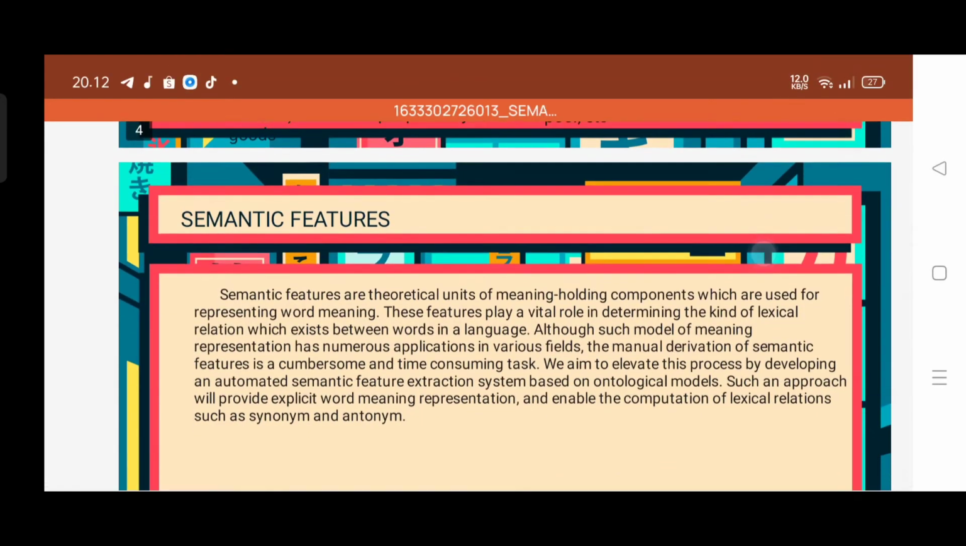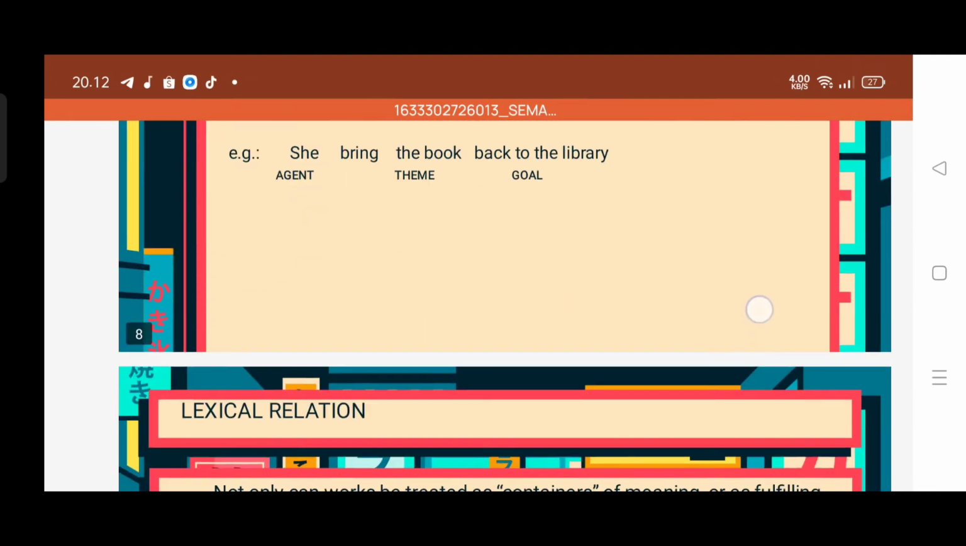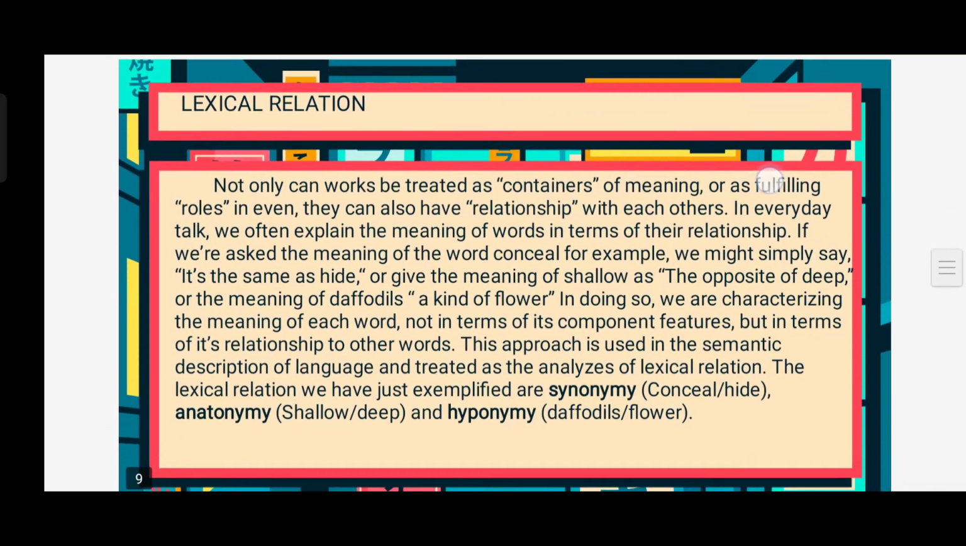Lexical relations. Not only can words be treated as containers of meaning or as fulfilling roles in events, they can also have relationships with each other. In everyday talk, we often explain the meaning of words in terms of their relationships. If we are asked the meaning of the word conceal, for example, we might simplify it as the same as hide, or give the meaning of shallow as the opposite of deep, or the meaning of daffodil as a kind of flower.